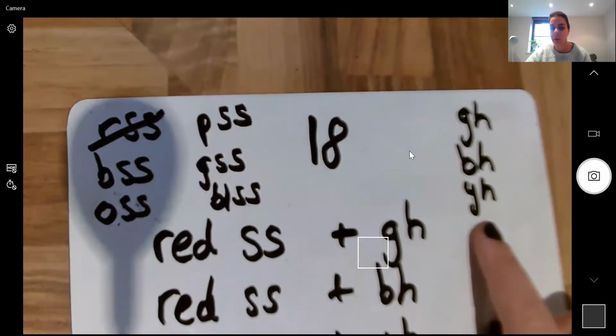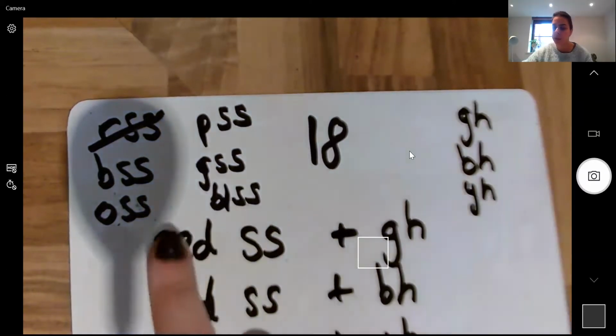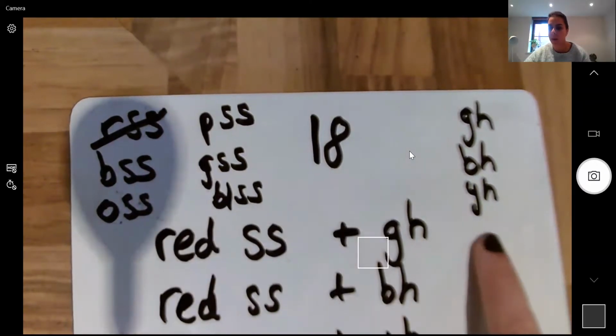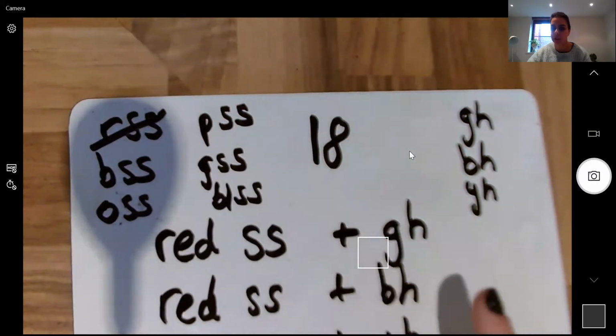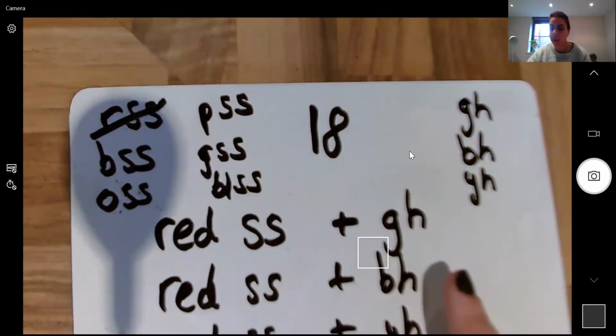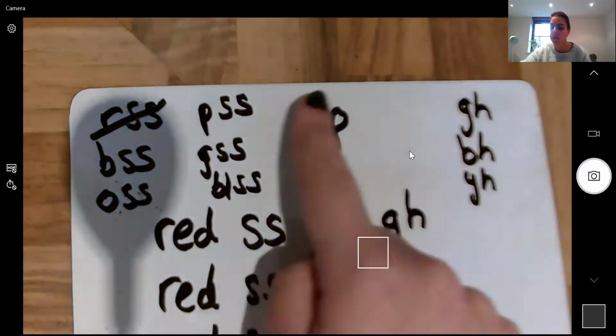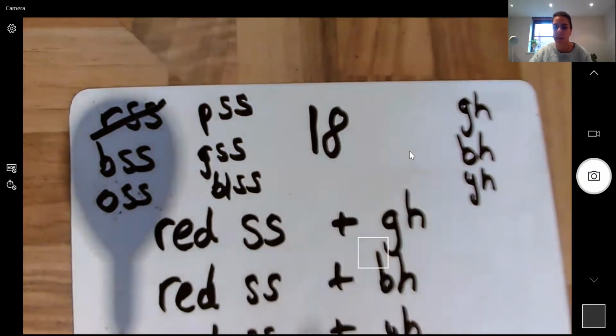So this might take you a while because you might have to keep adding some spacesuits or adding some helmets to work it out until you end up with 18 different options. However, a quicker way of doing it is if you know your times tables, you can work out what times what is 18.